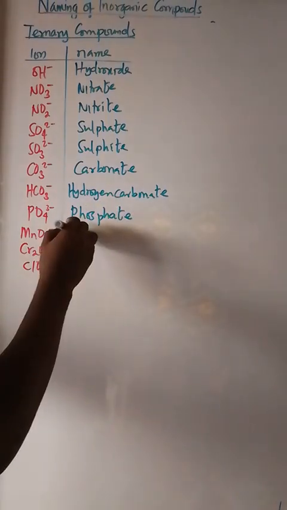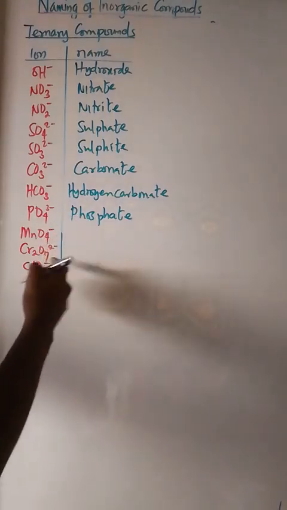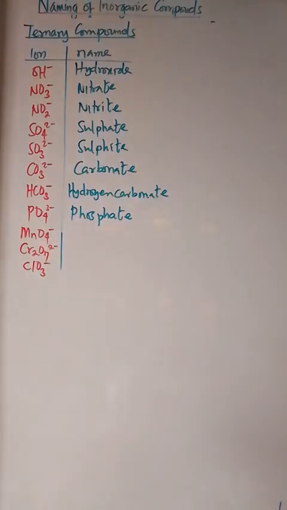This one is manganese, tetraoxomanganese. This one, heptaoxodichromate, triazochlorate. But that is not the full name. Let's actually name them before we move to ternary compounds. For example, let's try to name this.